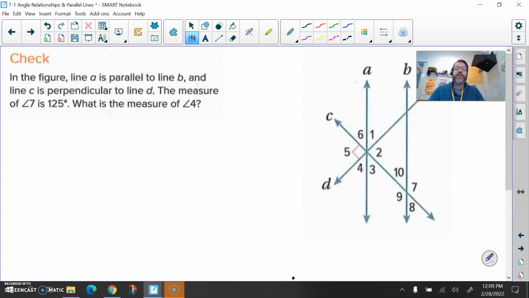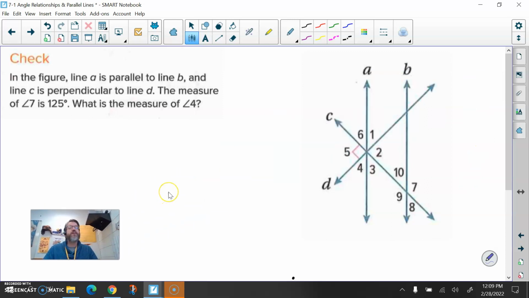All right, so let's look at this check here. I'm going to move my picture down here out of the way. So in this figure, line A is parallel to line B, and you can see those two lines right here, line A and line B are parallel. And line C is perpendicular to line D. Here's line C, it's acting as a transversal. Here's line D, it's acting as a transversal as well.